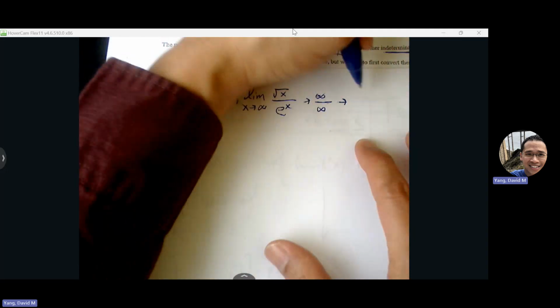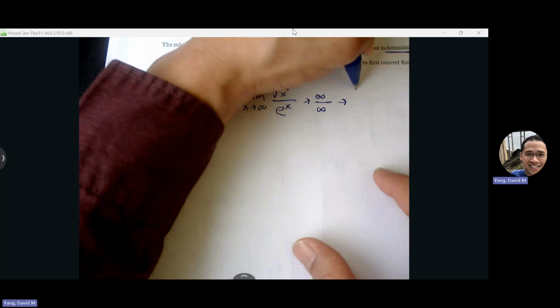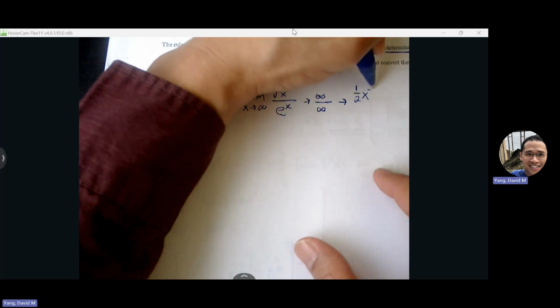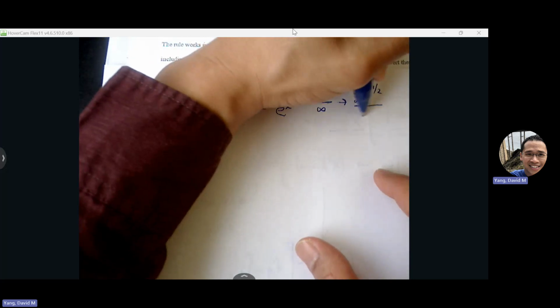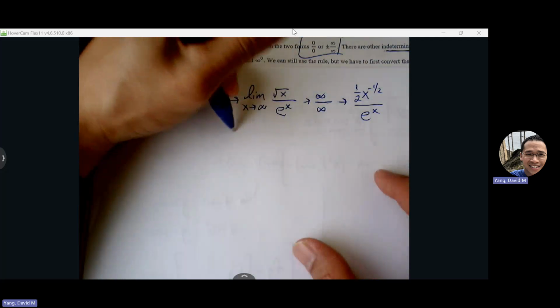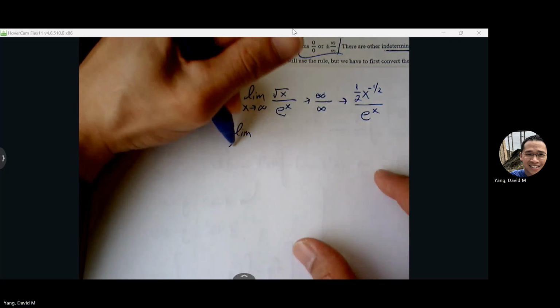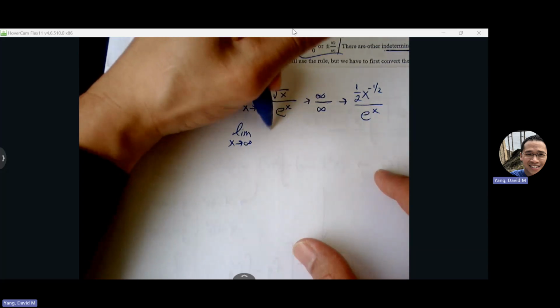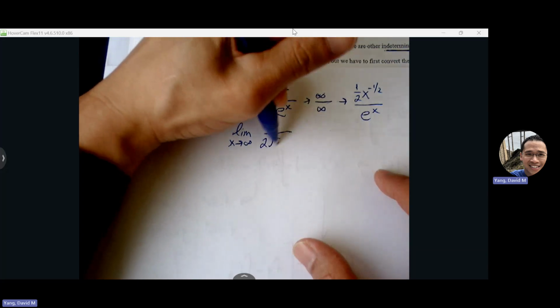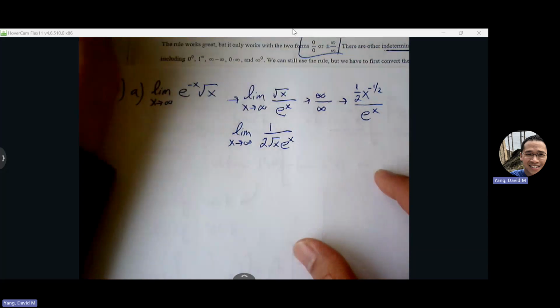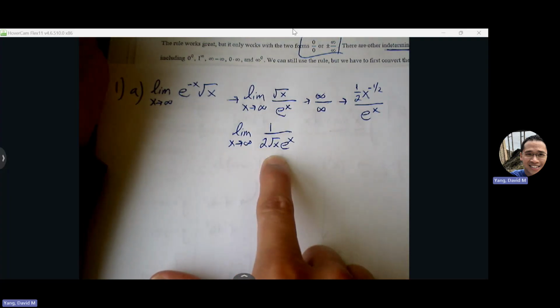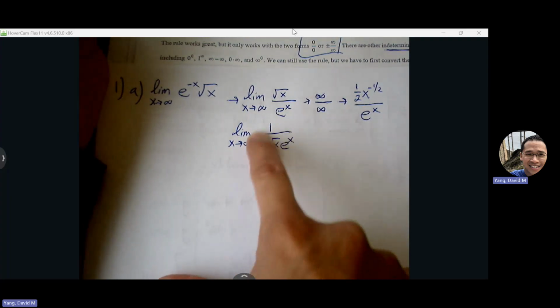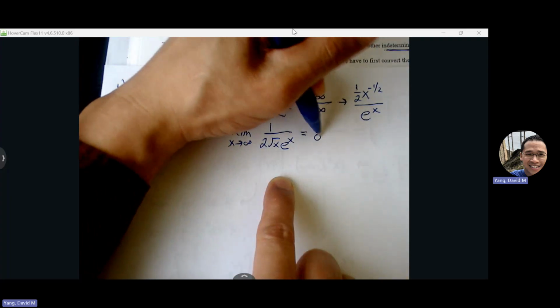So derivative of the top, root x, the same thing as x to the 1/2. So 1/2 x to the negative 1/2. e to the x, just e to the x. And then reevaluate the limit. If I clean this up, I'm going to get 1 over 2 root x e to the x. And this is pretty obvious that if my denominator is growing to infinity, this fraction is clearly headed towards 0.